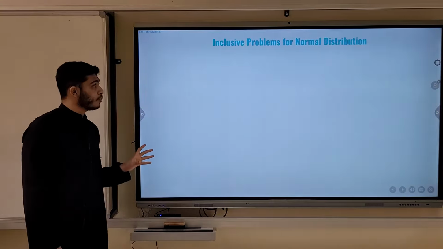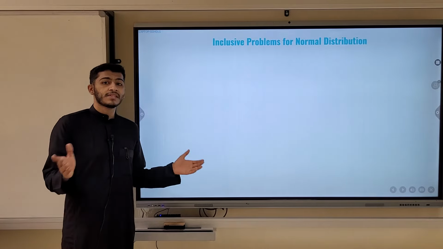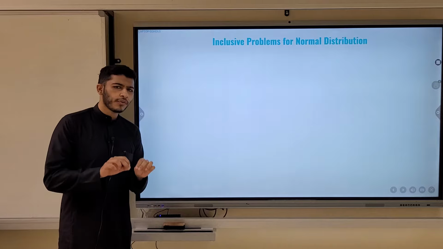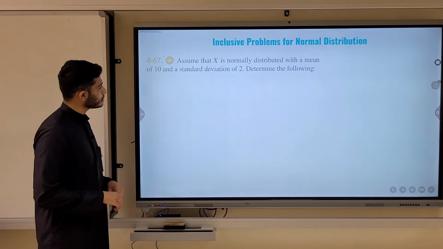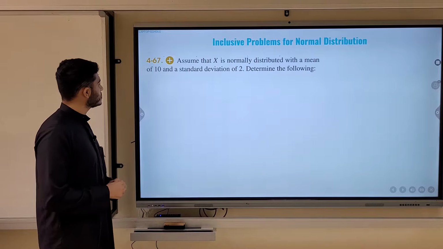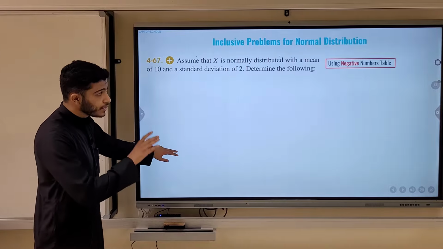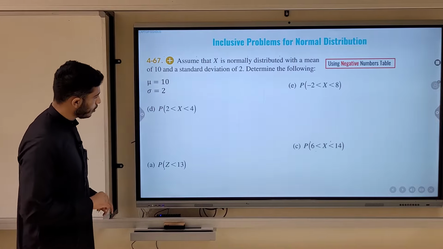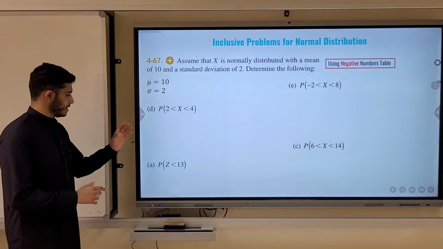Now, we're going to be solving some inclusive problems. See all of this mumbo jumbo that I was talking about, all of these ideas scattered all around. Now we're going to have some questions that will gather all of them, and hopefully we have a good foundation that we can rely on in solving these questions. Now, assume that capital X is normally distributed with mean of 10 and standard deviation of 2. Determine the following. So we're going to use now the negative numbers table, and here we have the mean and we have the standard deviation, as we always might need them. First part D. Yeah, I'm starting from part D.